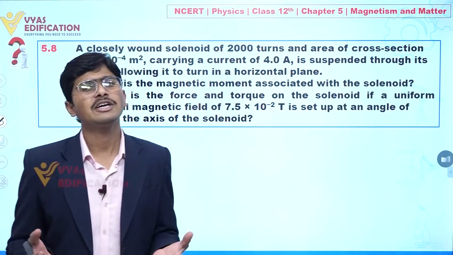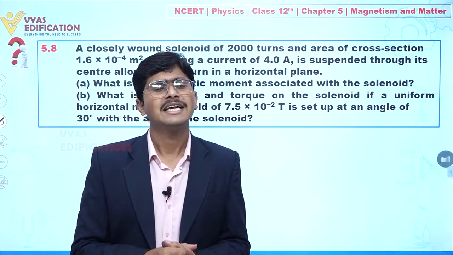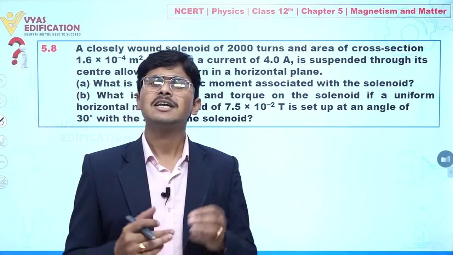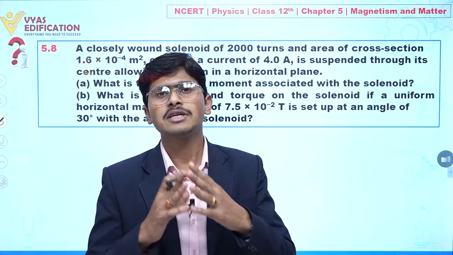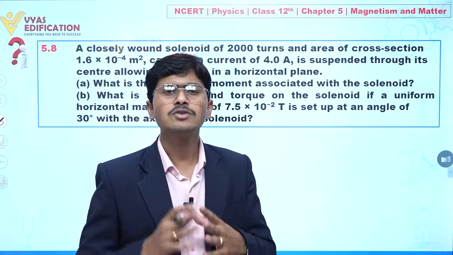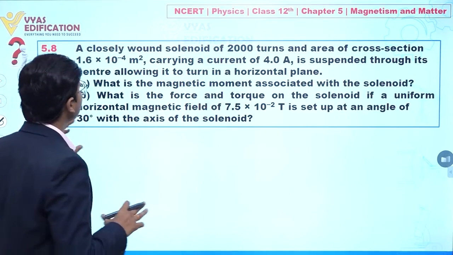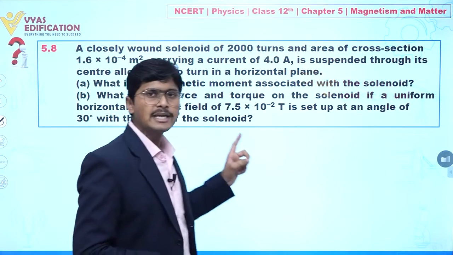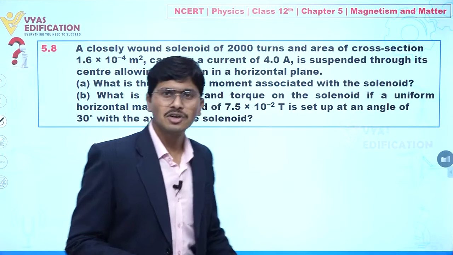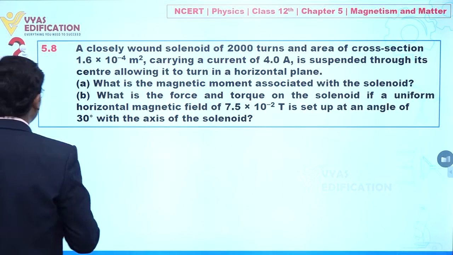So can we calculate here the value of magnetic field? Yes, that is equal to mu naught n i. n is the number of turns per unit length. This is a standard formula that you should keep in your mind. But here what is our objective? Our objective here is to first calculate the magnetic moment associated with the solenoid. So how can we calculate?